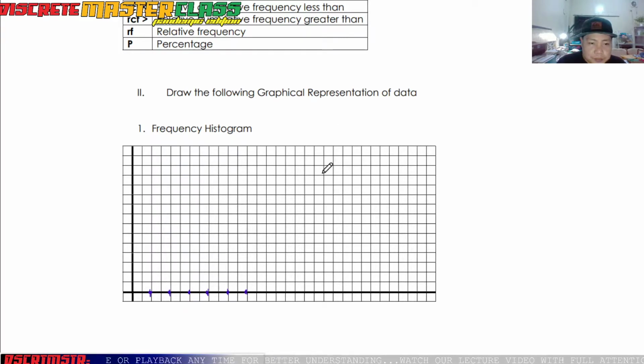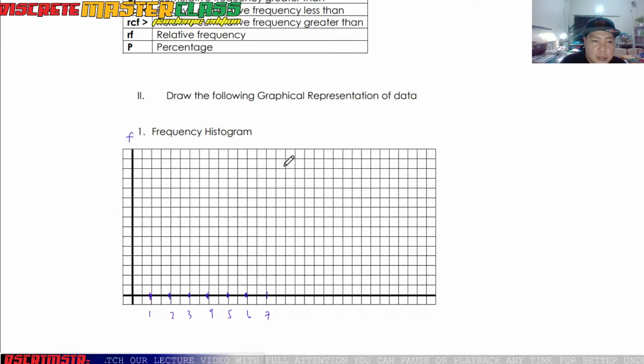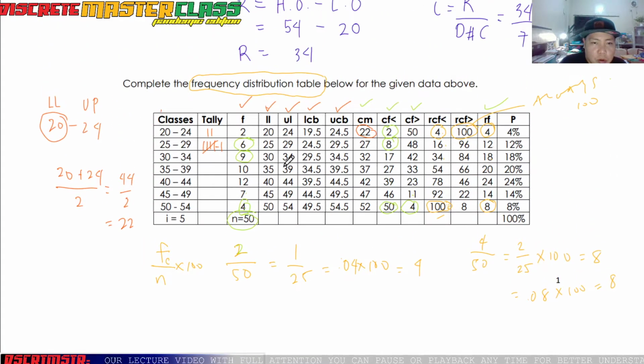I-picture niyo sa papel na kayo gagawa eh. Okay, so ito yung class natin. So let me call this first class, second class, third class, fourth class, fifth class, sixth class. Ito yung 7th class, kulang pala ako. Okay, so ito yung frequency. Para malaman mo yung interval, tignan mo yung frequency ng table mo. So, pinakamataas ay 12. Okay?